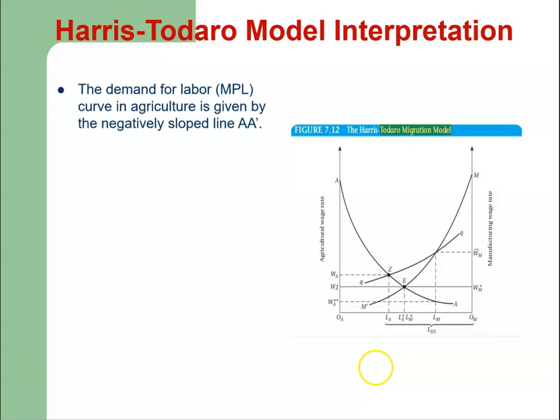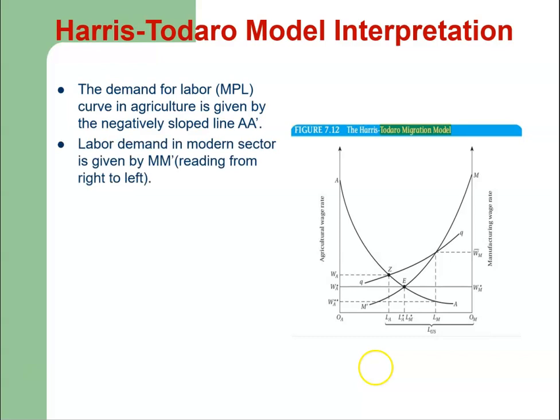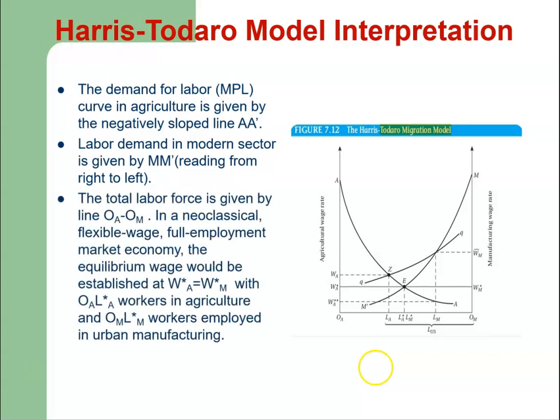In this figure, the demand for labor is given by the marginal productivity of labor curve in the agriculture sector, and it is negatively sloped and given by the line A prime. Labor demand in the modern sector is given by M prime, and that we may read from right to left. This is in the manufacturing sector. The total labor force is given by the line OM.